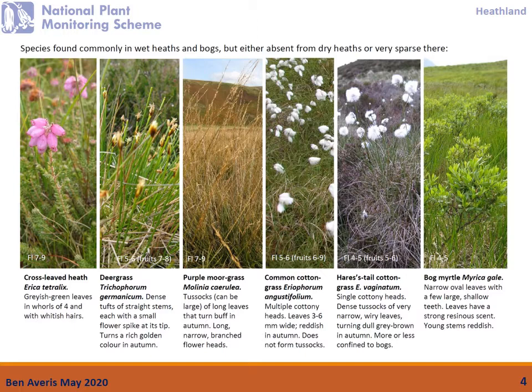The cotton grasses, the next two pictures, the common cotton grass has leaves a few millimetres wide and it forms tufts, and the flower heads have numerous cottony heads. Sometimes you find them all dangling down towards one side.